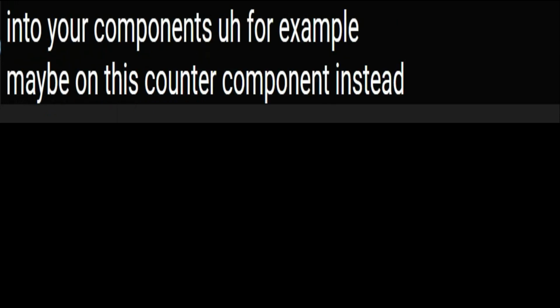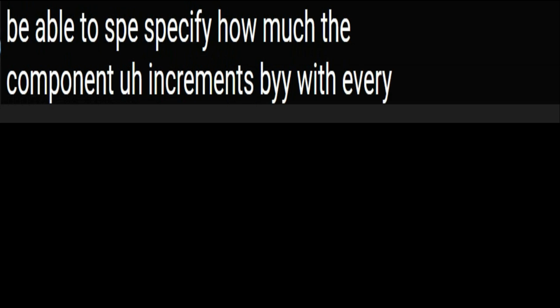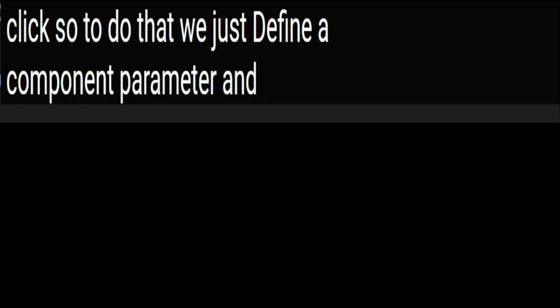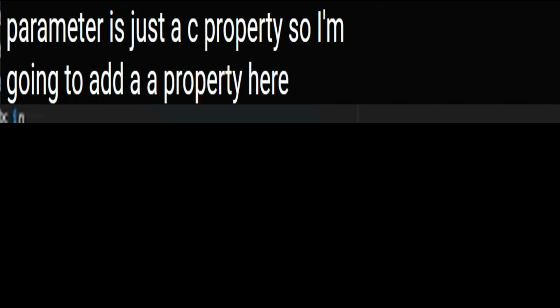We can also pass parameters to components, like flow data into your components. For example, maybe on this counter component, instead of just incrementing by 1, we want to be able to specify how much the component increments by with every click. So to do that, we just define a component parameter. And a component parameter is just a C# property. So I'm going to add a property here called IncrementAmount. We'll spell it right. Get set. Okay, and we'll initialize this to be 1 by default.